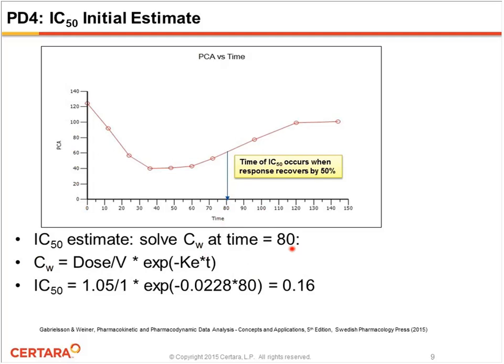time 80. So remember, our concentration of warfarin equals dose divided by volume times e to the minus ke times time. So if we insert our amounts, our dose amount 1.05, our volume is 1, ke is 0.0228, and then the time point is 80, the initial estimate for IC50 will be 0.16.